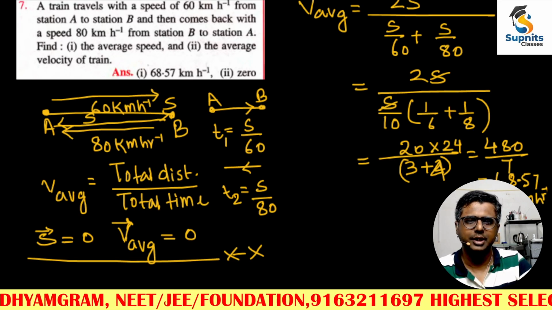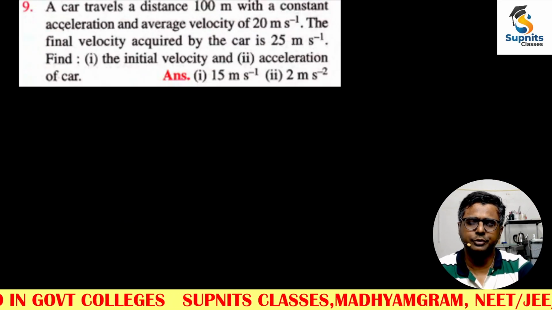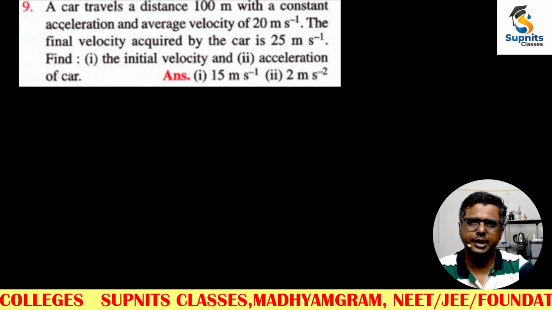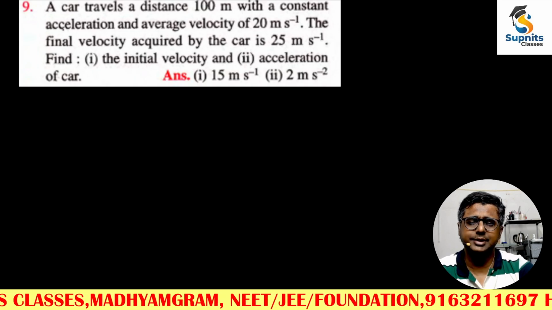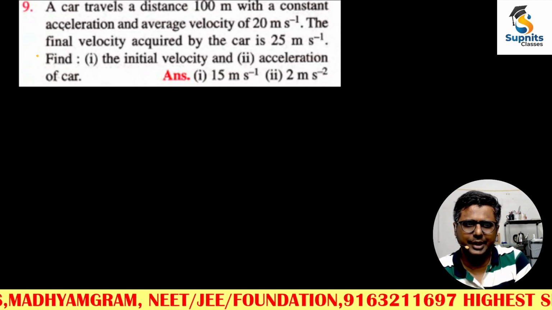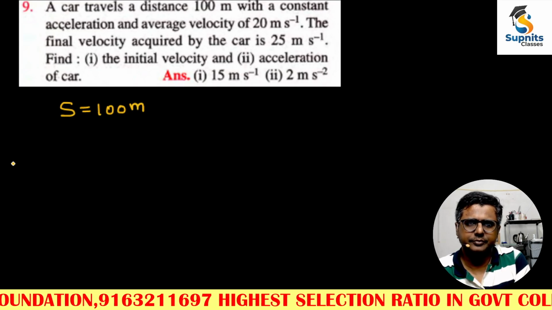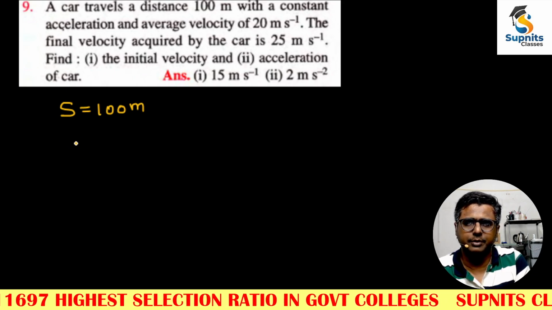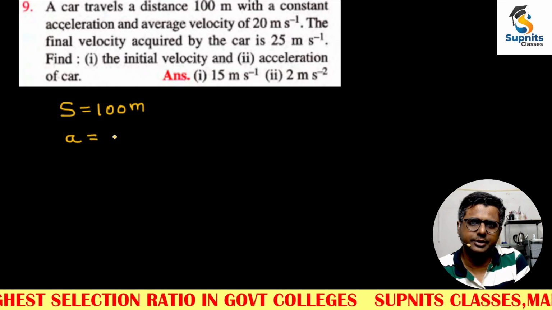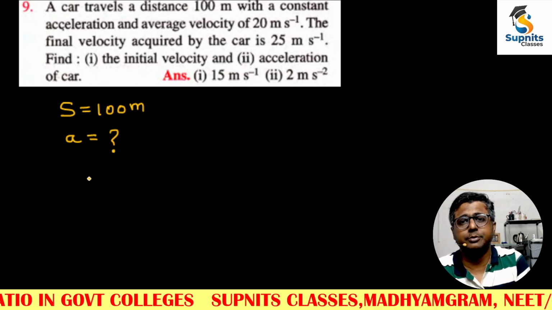Okay, so we go to the next problem now. How are we going to solve this? Here it is said a car travels a distance of 100 meter. So I will take S as 100 meter, with a constant acceleration. I don't know what is acceleration, okay, no problem. With a constant acceleration which I don't know, and an average velocity of 20 meter per second.